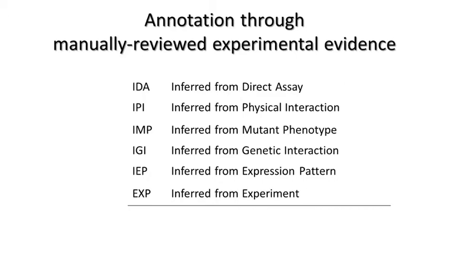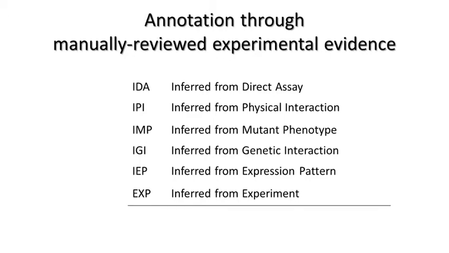There are several types of manual annotations by experimental evidence, including IDA, inferred from direct assay, such as enzymatic assays, in vitro reconstitution, immunofluorescence, cell fractionation, and physical interaction binding assay.